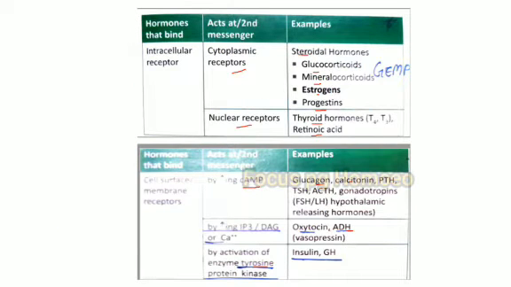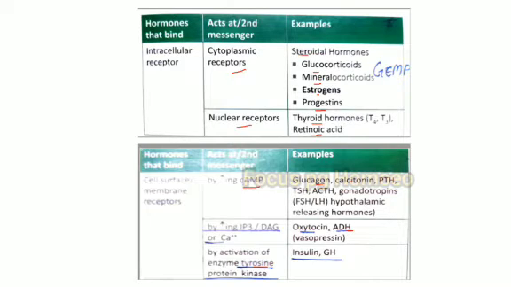Then the mechanism of action of various hormones. First one is intracellular receptors. The first that act as second messenger are cytoplasmic receptors. These are steroidal hormones. The mnemonic is GEMP. That is glucocorticoid, mineralocorticoid, estrogens, and progestins. Then another one is nuclear receptors. The first one is thyroid hormones and then retinoic acid.